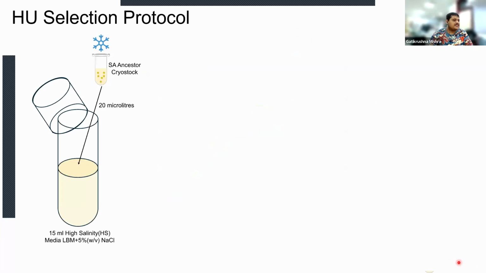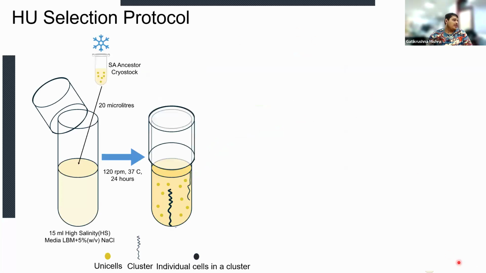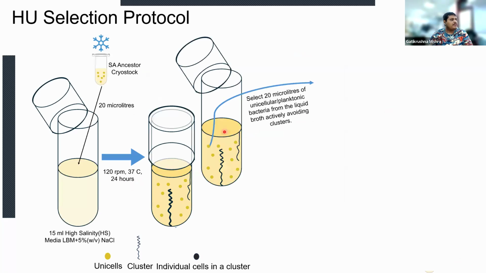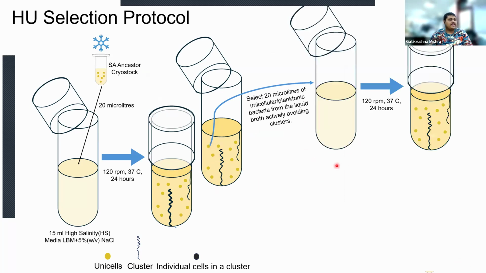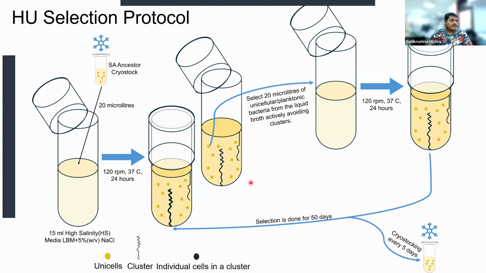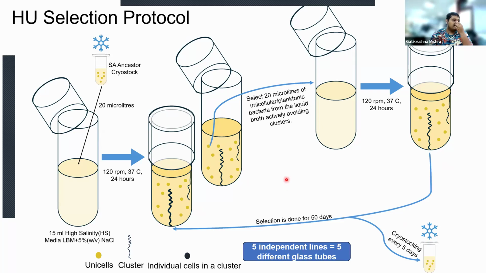So this regime is called HU, where we inoculate the bacteria and allow it to grow for 24 hours at 120 rpm. Then we select 20 microliters of the unicellular bacteria only from the liquid medium, actively avoiding the multicellular clusters, into fresh high salinity media, and allow them again to grow for 24 hours, and repeat this process for 50 days. And obviously, all the selection regimes have five independent lines, which are represented by five different glass tubes.